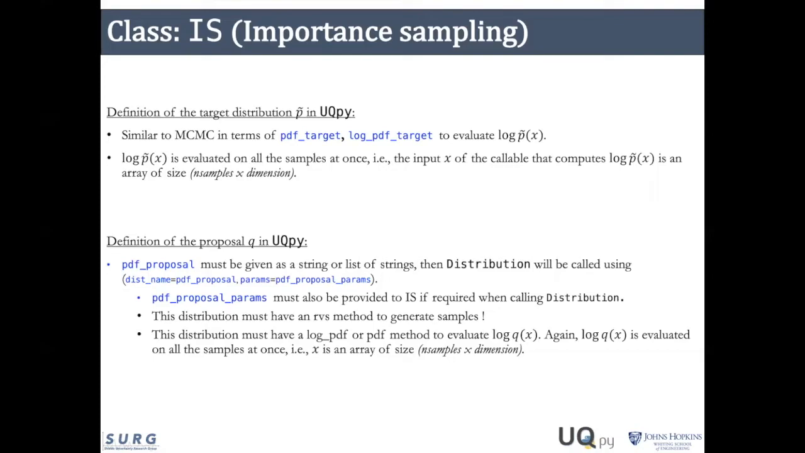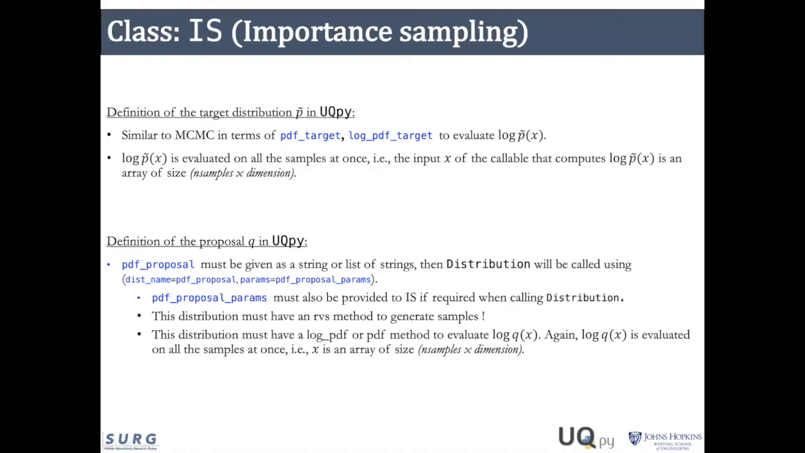So the target PDF is the same as before for MCMC. You define either PDF target or log PDF target to evaluate log of p-tilde. The only difference here is that you need to be careful that log p of x is going to be evaluated on all the samples that you've sampled at once. So the callable that you define has to be able to compute log PDF for an array of size n samples times dimension if you define a callable. I'm going to show that in an example.